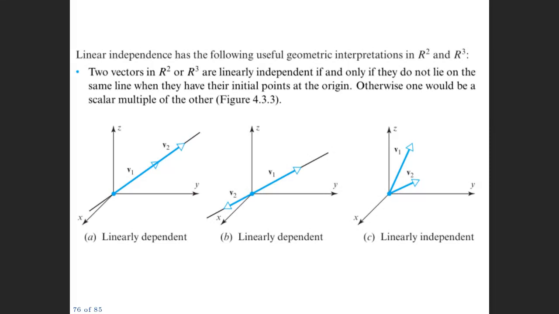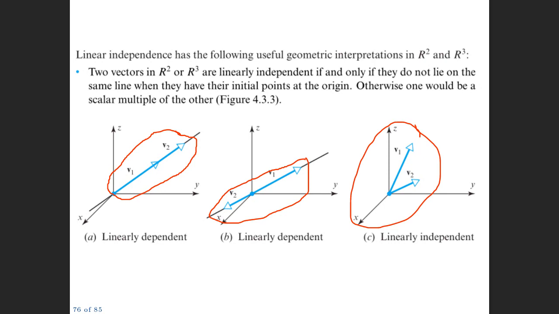We can think, if we think in R3, we can think geometrically. If V1 and V2 are in the same line, pointing in the same direction, that means they're scalar multiples of each other, so they're linearly dependent. If they're on the same line but pointing in opposite directions, again, one vector is a number multiplied by the other one, so linearly dependent. If they're not on the same line, if they're pointing in different directions, then they're linearly independent.